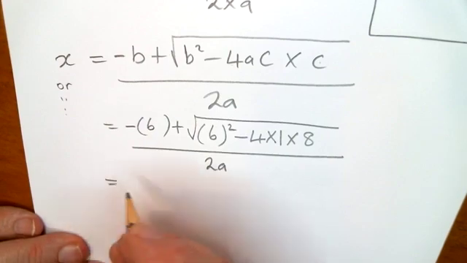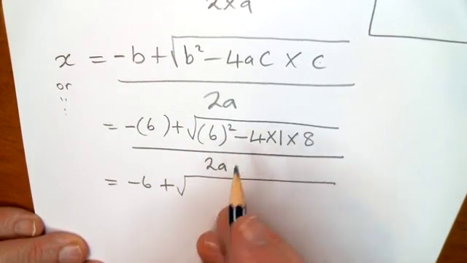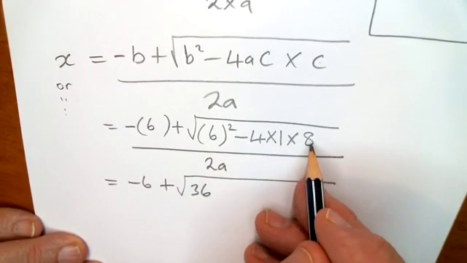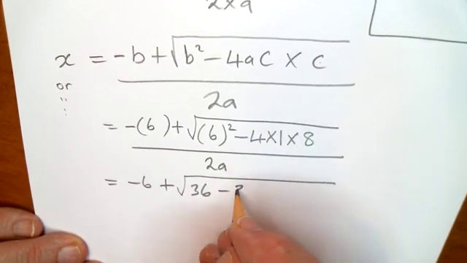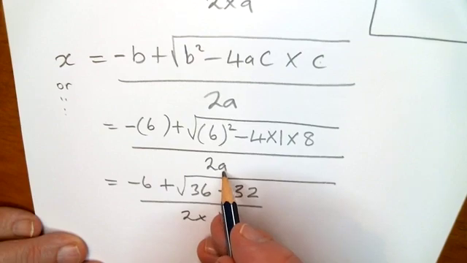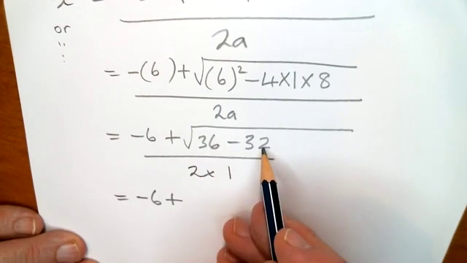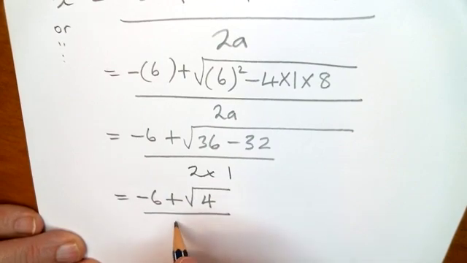Let's see how that all plays out. Well, this is going to be negative 6 plus the square root of 6 squared, which is 36, minus 4 times 1 times 8. So 4 times 1 times 8 is 32. It's going to be minus 32, all over 2 times 1. Probably should have put a 1 in there, by the way. All right. So this is negative 6 plus the square root of 36 minus 32, which is 4, all over 2 times 1, which is 2.